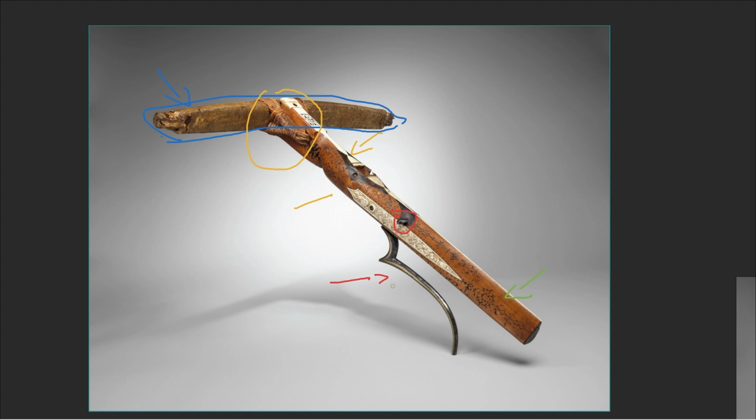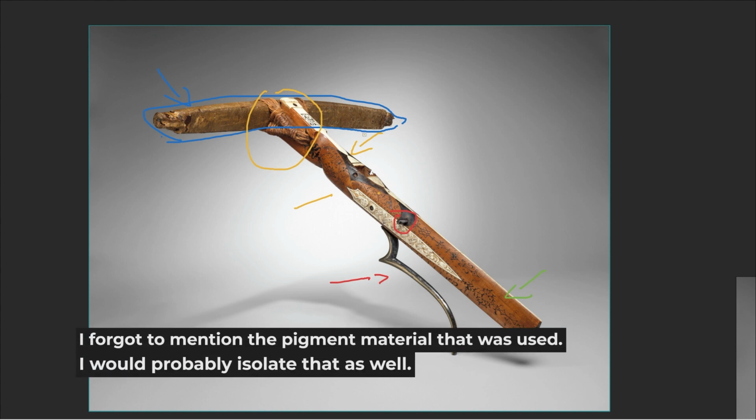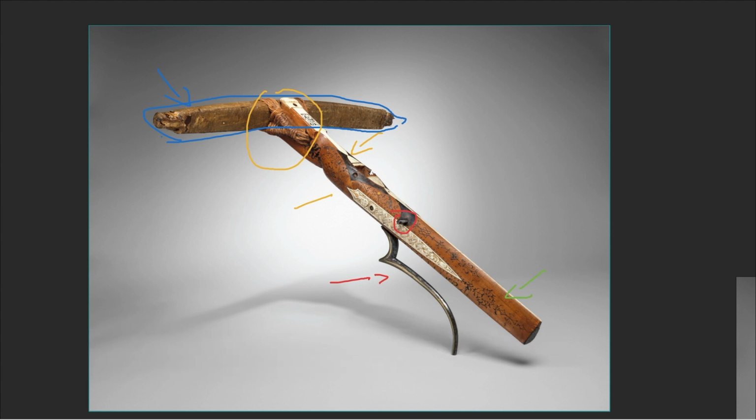So let's see. We have 1, 2, 3, 4, 5. We have 5 materials here. And I would probably create some isolation masks for each one. And that would be extremely helpful for my own workflow, but also if I'm working with someone else and they ask, hey, can you isolate this piece for me. So yeah, cool. So that's the first thing. I would just isolate these main materials.